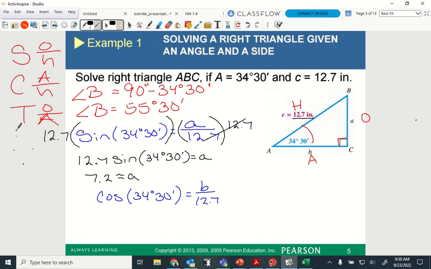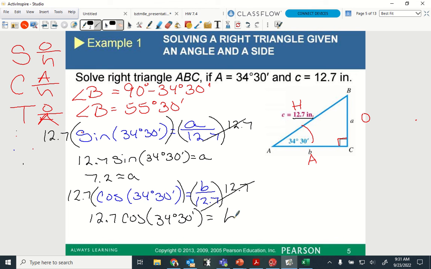Again, what am I going to do to both sides right here? Yeah, very good. Let's multiply both sides by 12.7. So, as we multiply both sides by 12.7, I get 12.7 times the cosine of 34 degrees 30 minutes is equal to little b.